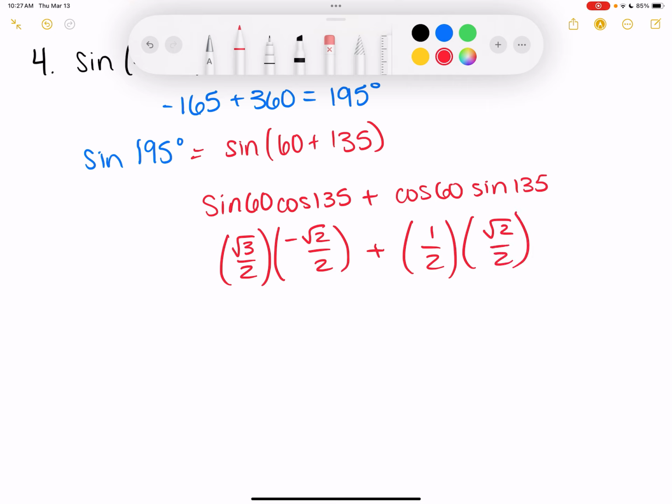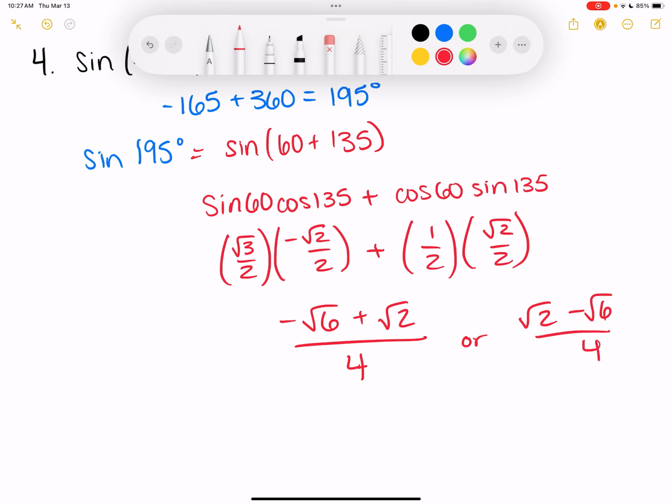So then now I combine. Root 3 times negative root 2 is what? Negative root 6. Plus 1 times root 2 is root 2. Over a common denominator. If they didn't have one, I would need to get a common denominator first, but it pretty much always works out that they do. So I would have all of this over 4. And you could rewrite it as root 2 minus root 6 over 4.